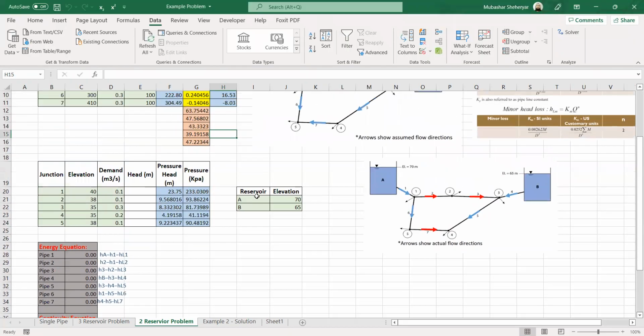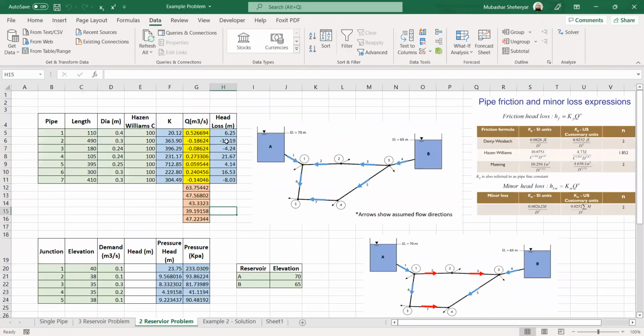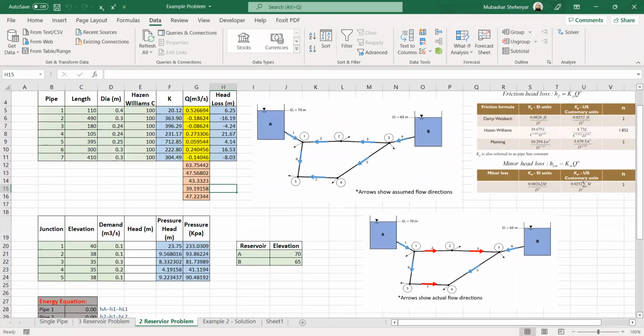Okay, so Solver has solved the problem for us. The negative sign shows that the direction we assumed was wrong. The negative value shows that for that pipe, the direction we assumed was wrong. So in pipe 2 we assumed the direction from 2 to 1, but in actual it is flowing from 1 to 2, and similarly for others. The red color shows that the assumed direction was wrong compared to the previous iteration.